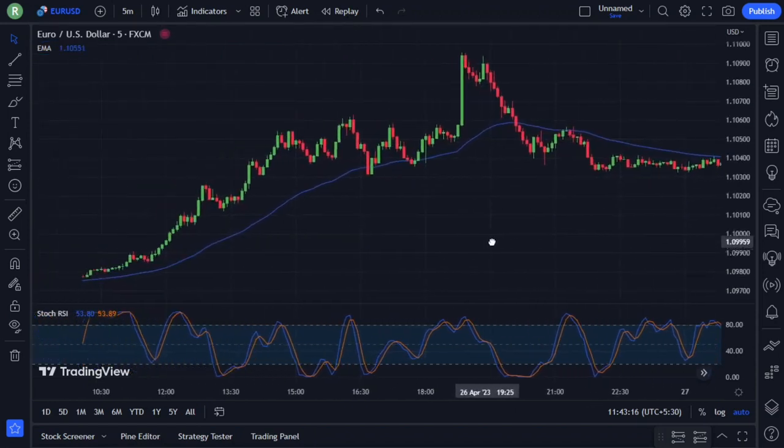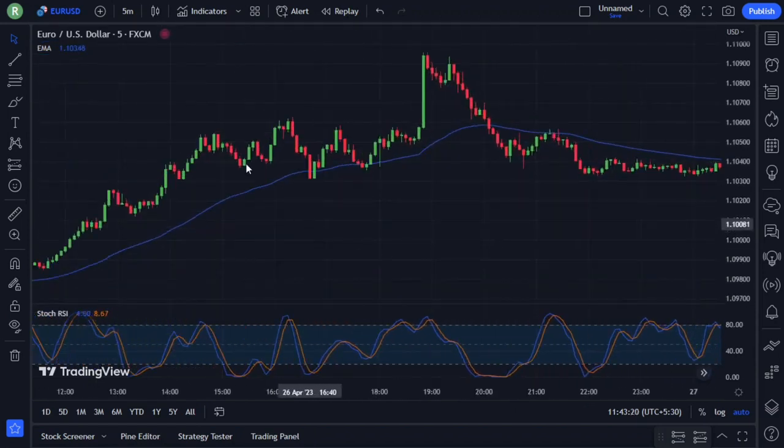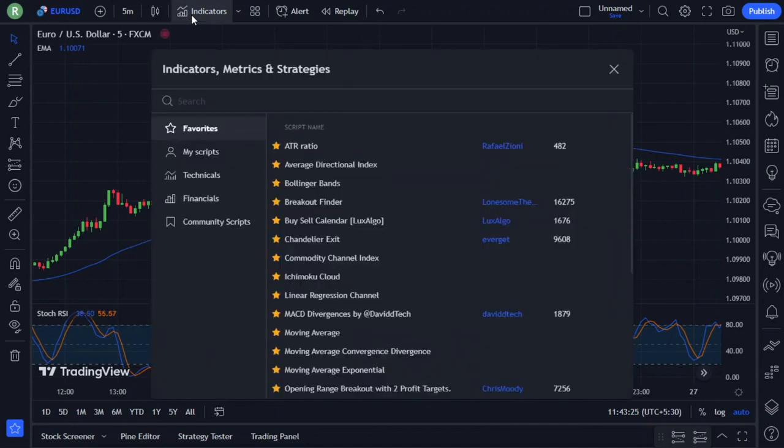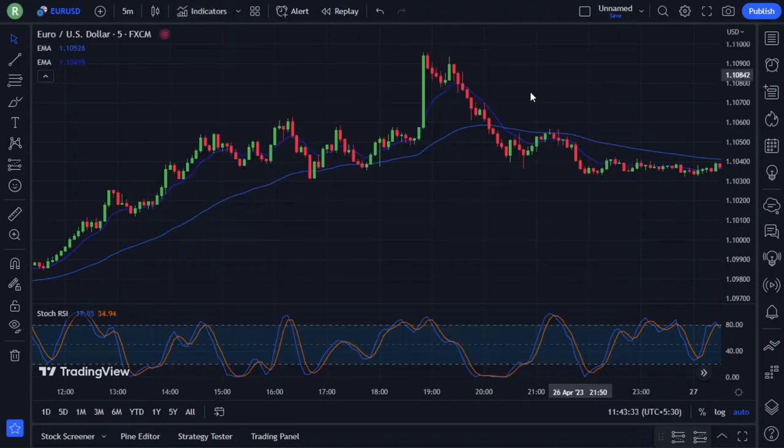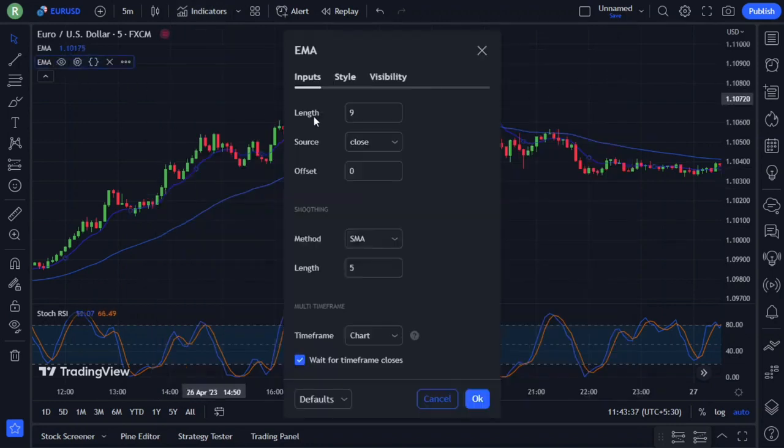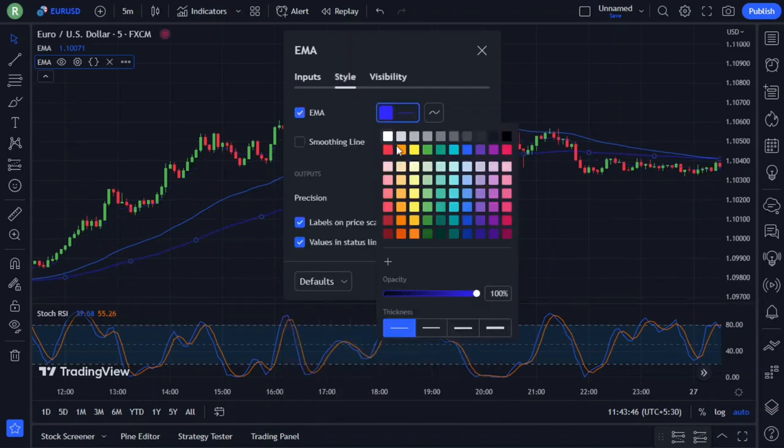We must add another EMA to our charts. So go to the indicator, again type EMA in the search box, and then add it to the chart. And for this EMA, we must also change the settings. So go to the indicator settings and change the length from 9 to 100. And in the style section, I'm going to change it to orange.